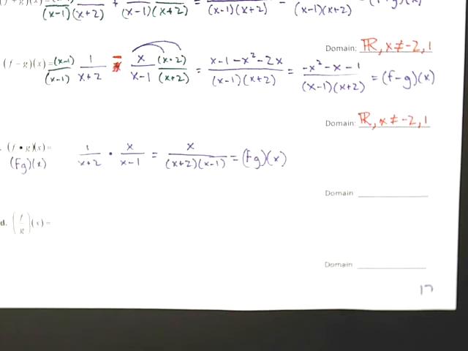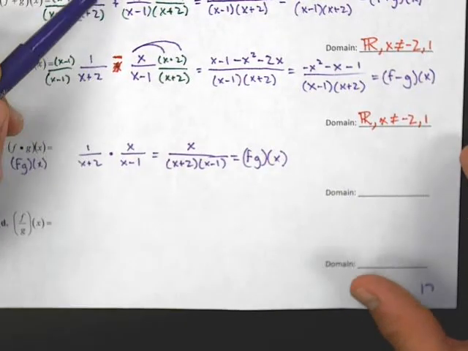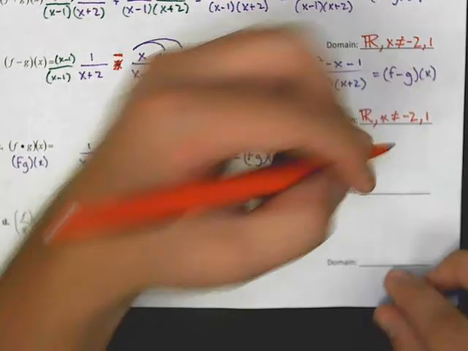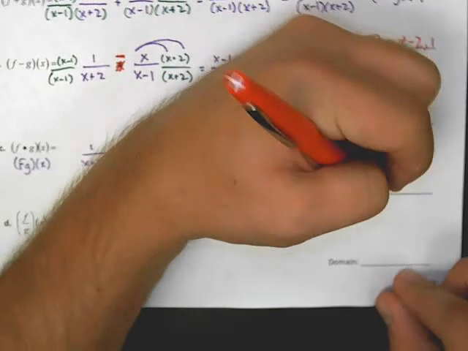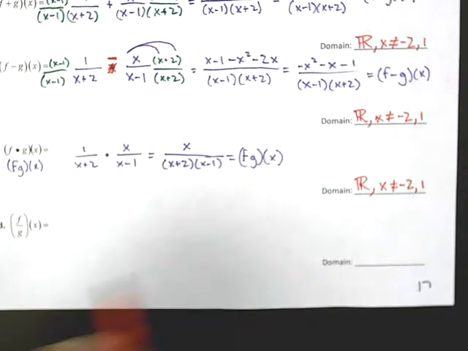Alright? Again, we look for restrictions. We knew what? Same from f and g, and then nothing changed. There's nothing new. So once again, all real numbers except x cannot equal negative 2 or 1.